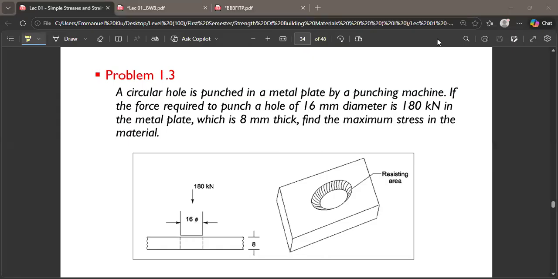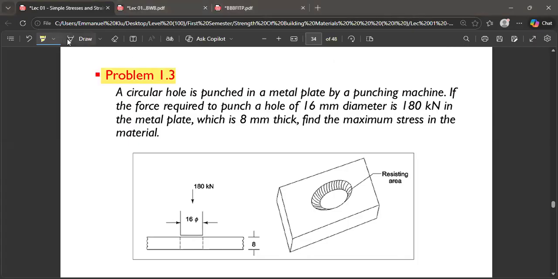All right. So with a continuation of our problem 1.3, we have a problem over here. The problem says that a circular hole is punched in a metal plate by a punching machine. If the force required to punch a hole of 16 mm diameter is 180 kilonewton in the metal plate, which is 8 mm thick, find the maximum stress in the material.